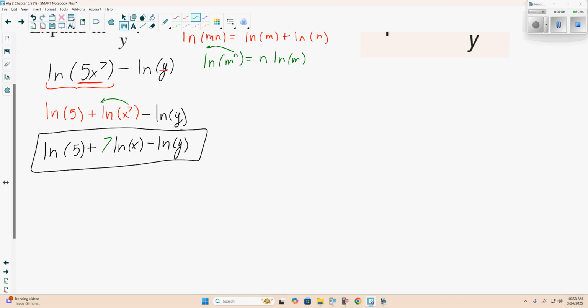5 is by itself, it's just a single term. X is by itself, y is by itself. This is fully expanded. And most of this is just doing these here so we get comfortable with how these properties work, how we can go from one to the other.